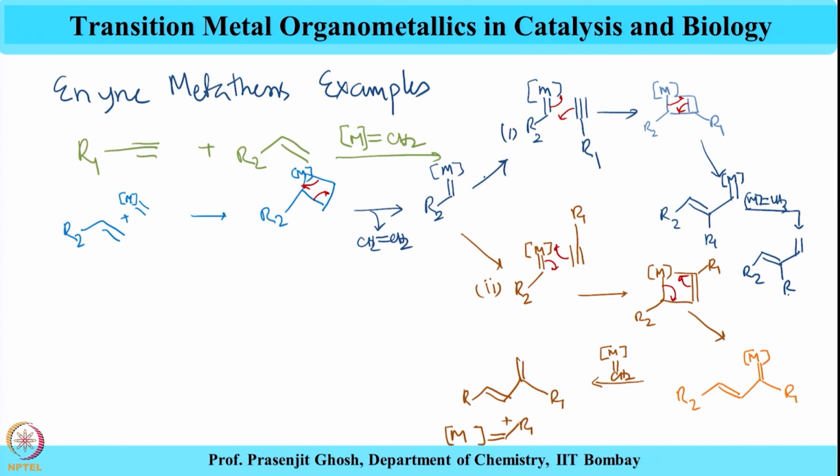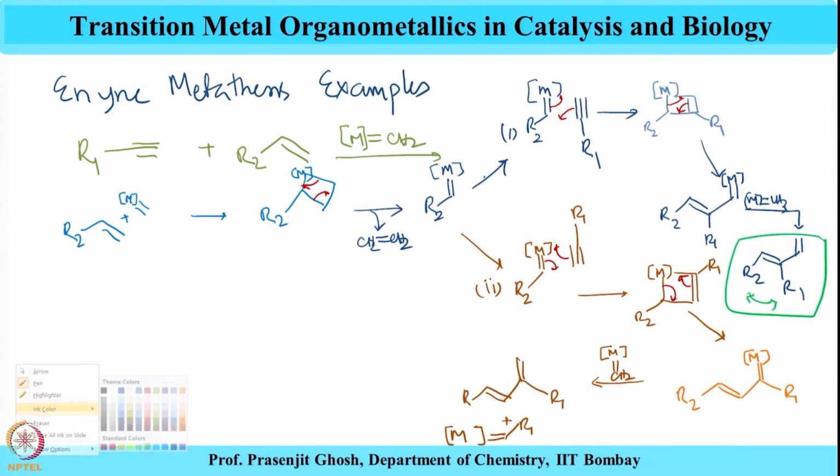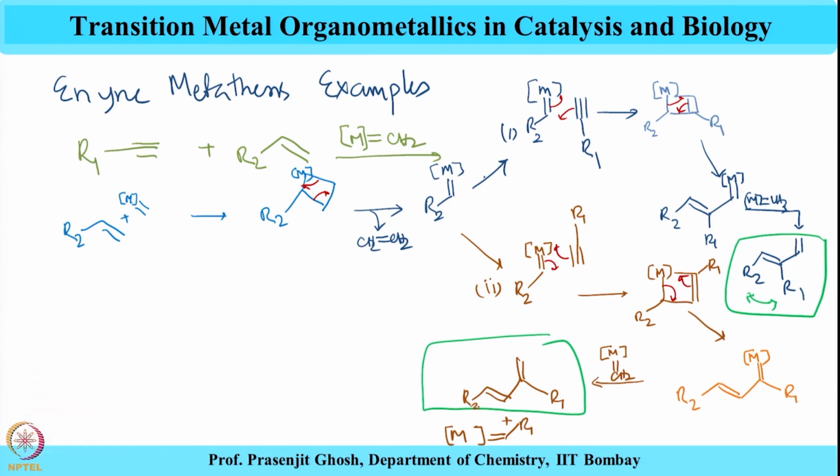So, what can be seen is that there is a possibility of two kinds of products coming out of it. One which is shown over here, where this R1 and R2 are in cis conformation to each other, and the other possibility is this, where these R1 and R2 are away from each other.